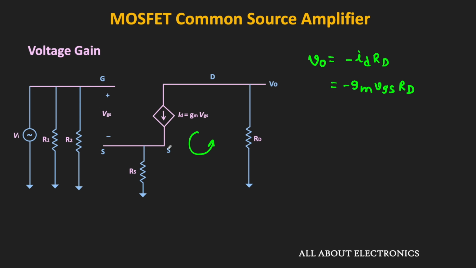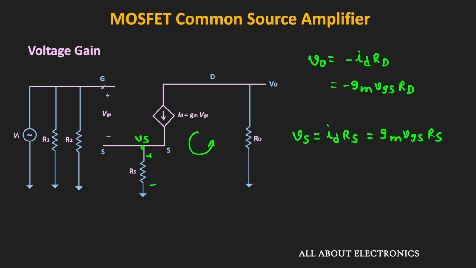So if you observe over here, then this drain current ID is also flowing through this resistor RS. And let's say because of that, the voltage drop across this resistor is equal to VS. That means this voltage VS is equal to ID times RS. That is equal to gm times VGS times RS.